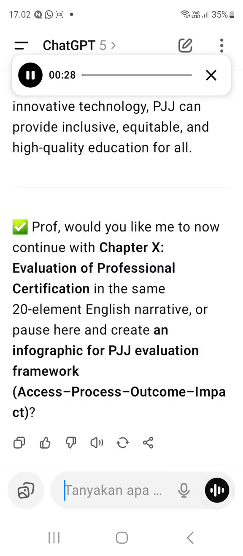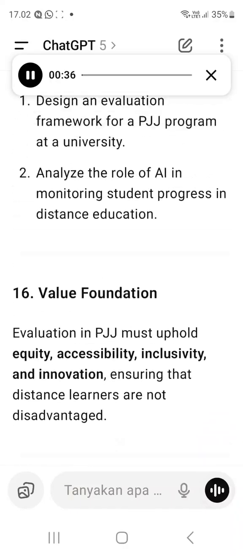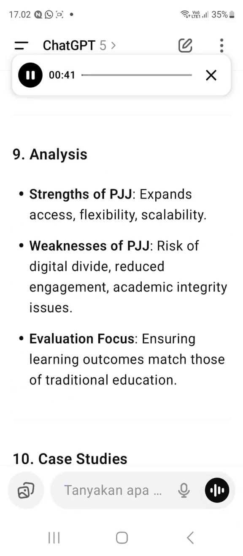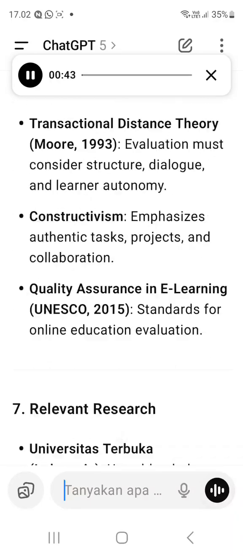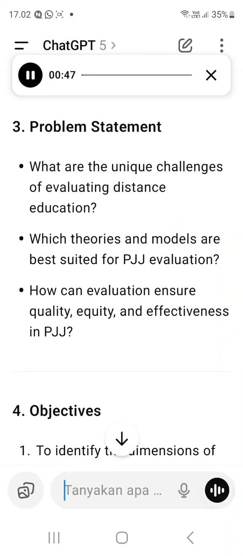20th century to today's online and blended learning systems, PJJ allows access to education regardless of location. Evaluation in PJJ must address challenges such as learner engagement, instructional quality, digital infrastructure, and outcomes. In Indonesia, Universitas Terbuka, UT, pioneered PJJ, followed by online programs in universities and expansion during the COVID-19 pandemic.